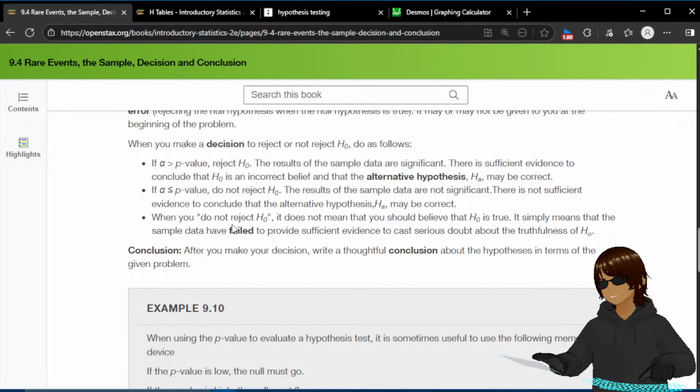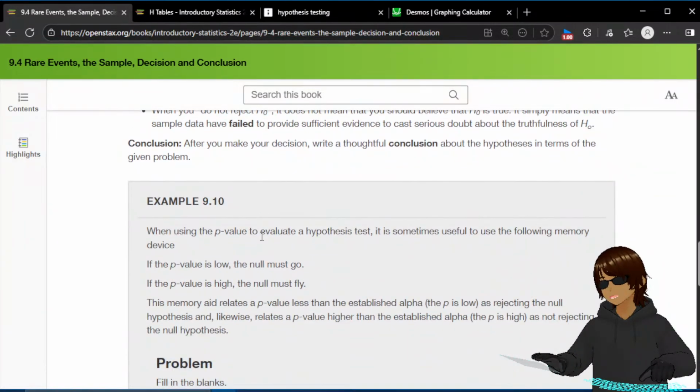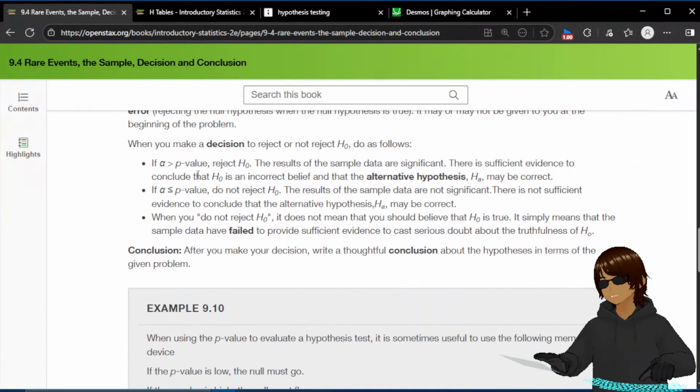When you do not reject the null hypothesis, it does not mean that you should believe the null hypothesis is true. It simply means that the sample data have failed to provide sufficient evidence to cast serious doubt about the truthfulness of the null hypothesis. I don't understand this part.